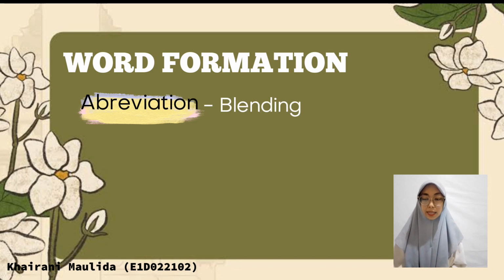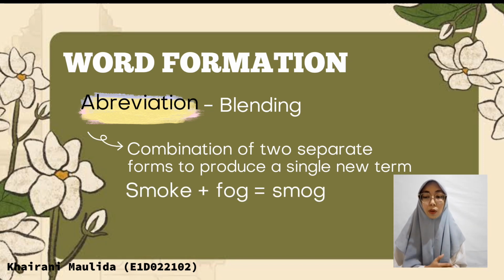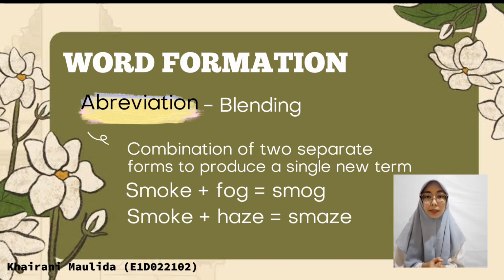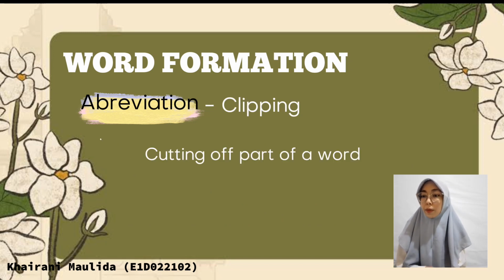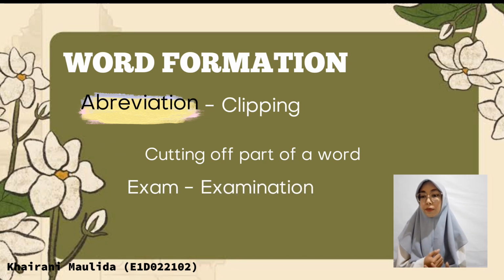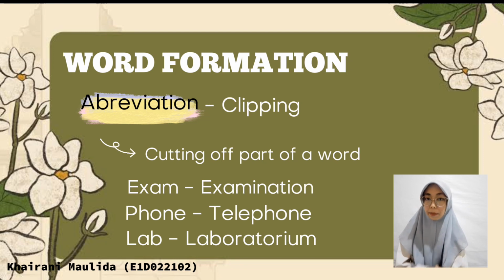The next is blending. Blending is a combination of two separate forms to produce a single new term. For example, smoke plus fog becomes smog, smoke plus haze becomes smaze. The next is clipping. Clipping involves shortening a word by removing one or more syllables, creating a new word. For example, the word exam is originally from examination, and phone is originally from telephone, and lab from laboratorium.